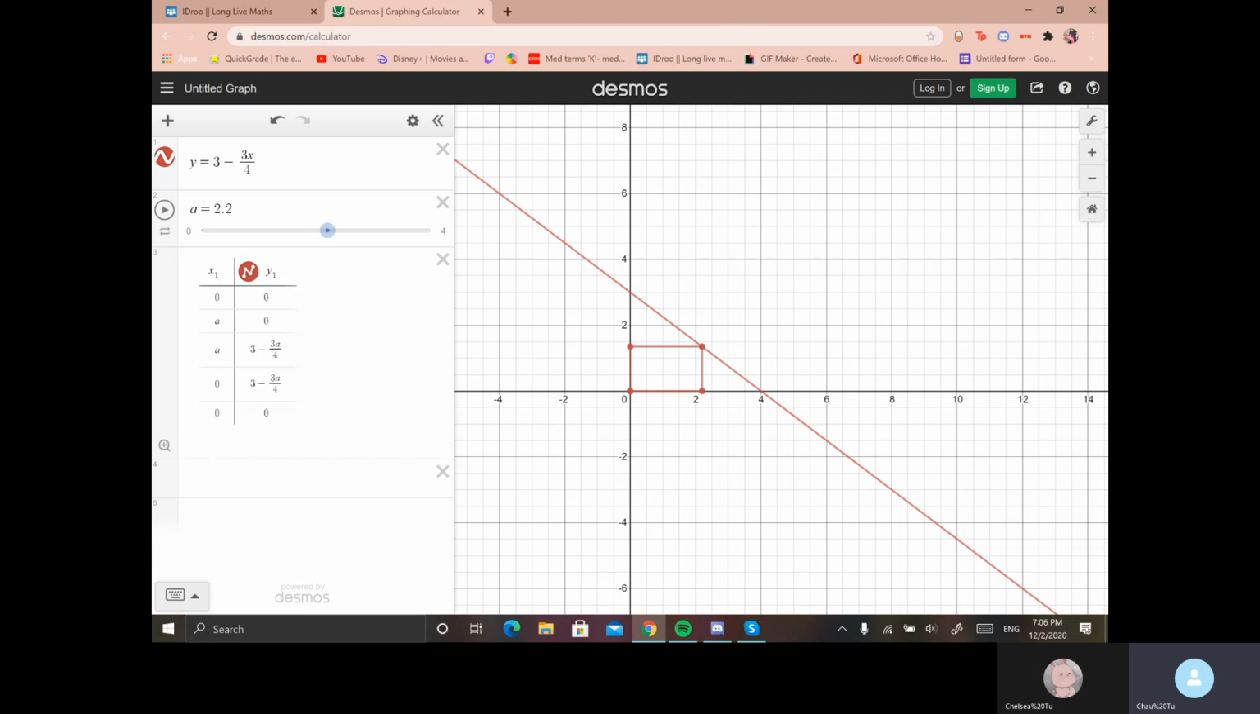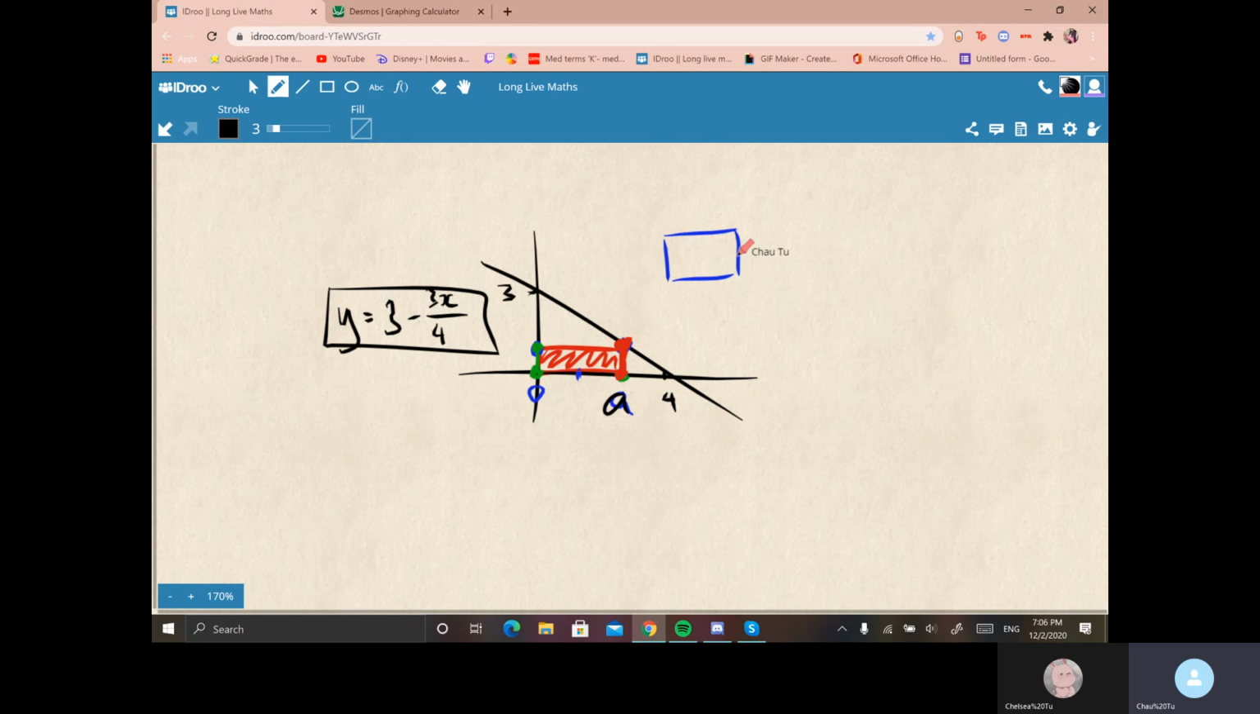We'll jump back to iDream now. So for a given A, Chelsea, I want you to create a function or a machine. Jump back to iDream. I want you to come up with a formula. When I give you A, you can give me the area, capital A. How do you do that?